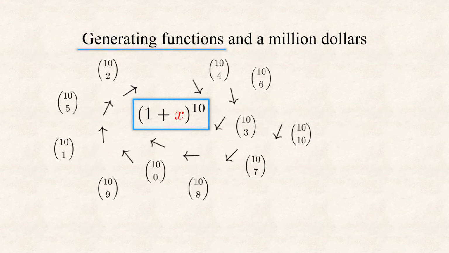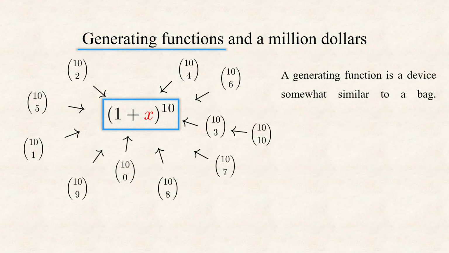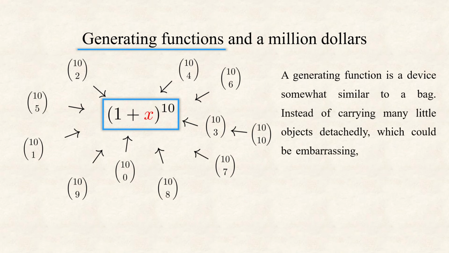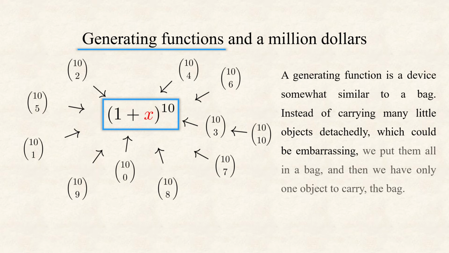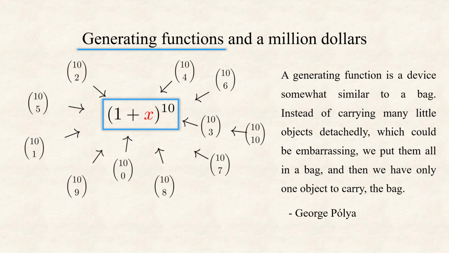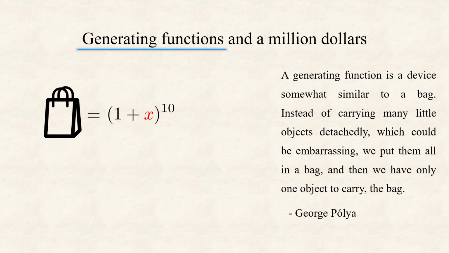One could say a generating function is a device somewhat similar to a bag. Instead of carrying many little objects detachedly, which could be embarrassing, we put them all in a bag, and then we only have one object to carry, the bag. And our mission, should we choose to accept it, is to infer information about the underlying numbers by interrogating this closed form. In our case, we want the sum of every third binomial coefficient. And what might help somehow is plugging in different values for x.